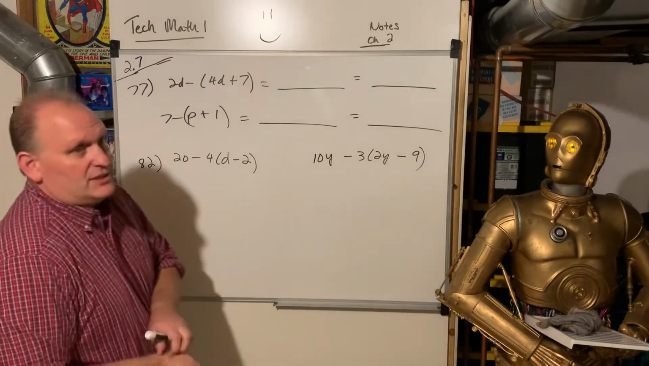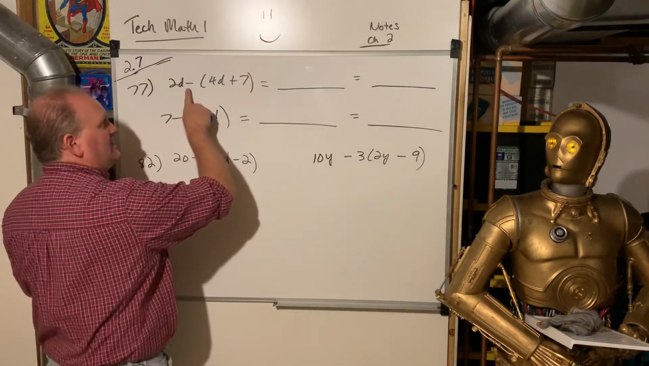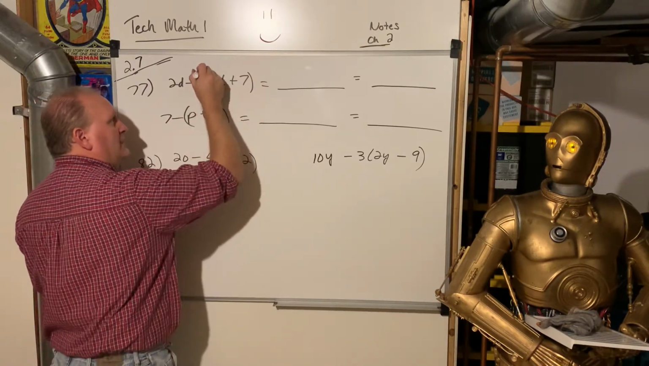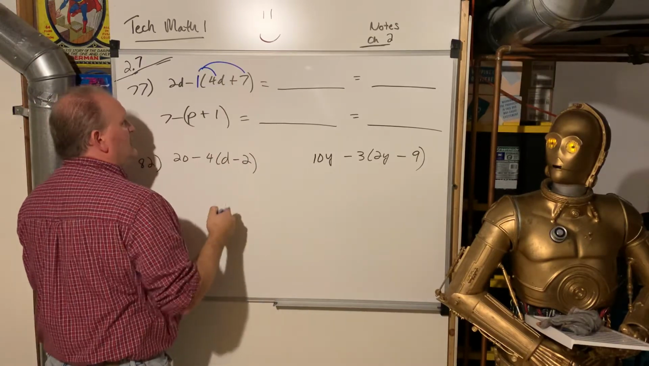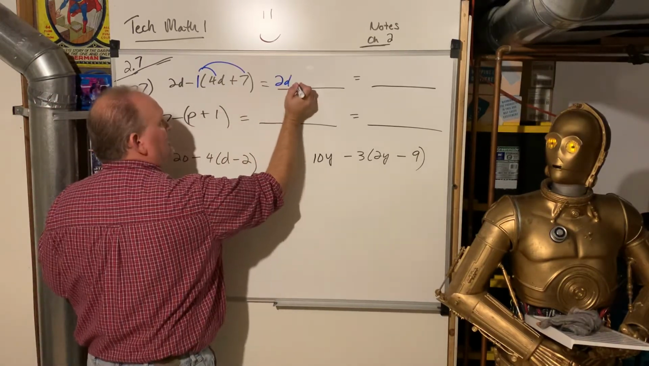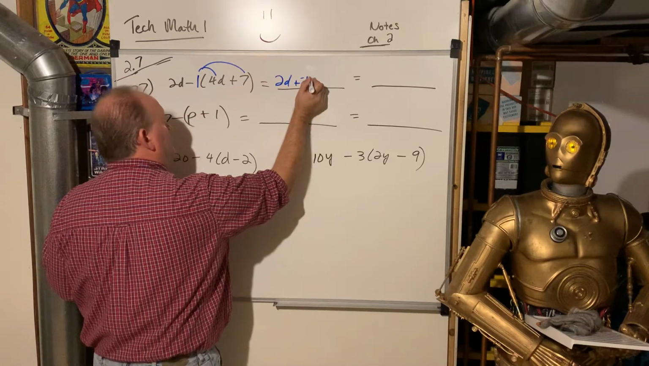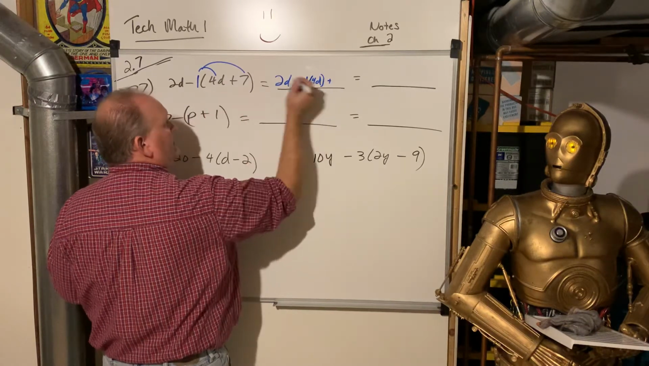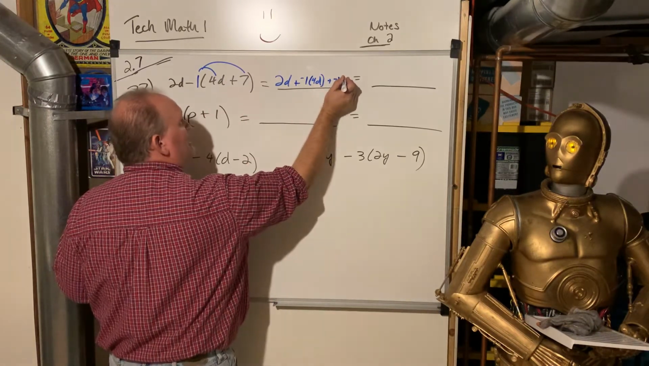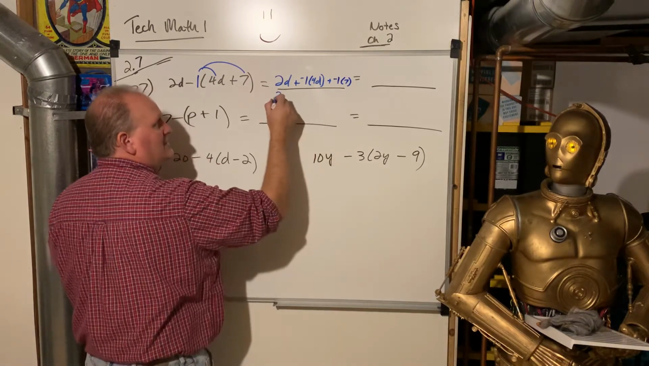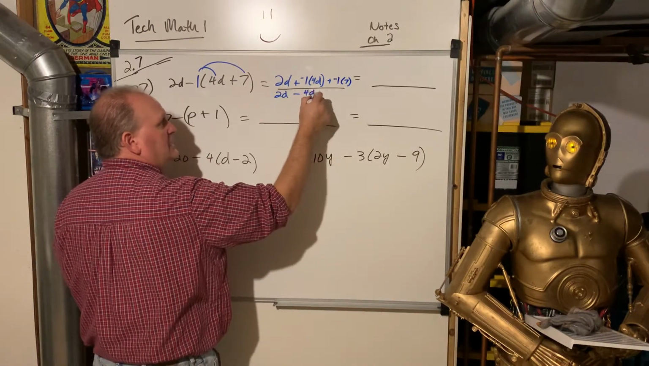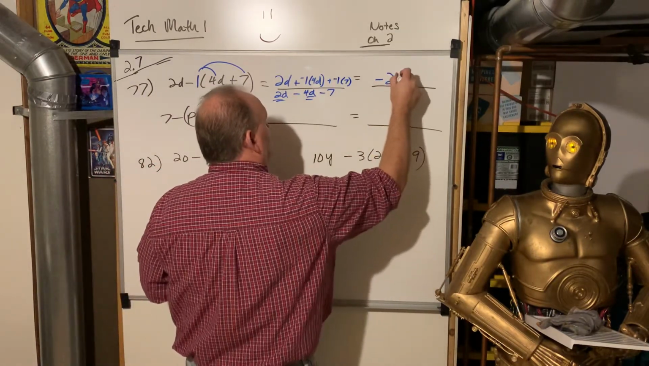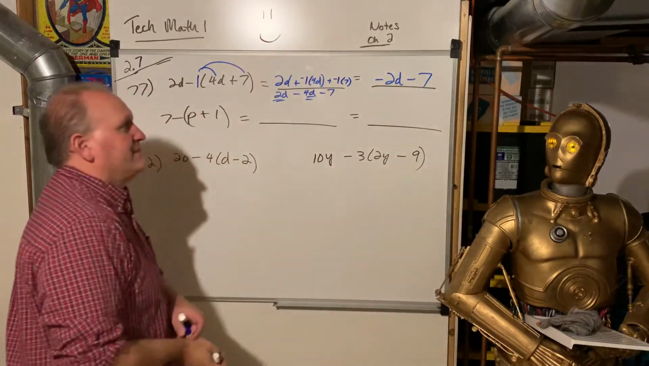So they basically want you to understand that when there is a negative sign in front of a parentheses, that's essentially like a -1 that you're distributing to both of those. So this is 2d plus -1 times 4d plus -1 times 7. And so if we work that, that's 2d minus 4d minus 7, and now you combine the d's together, -2d minus 7, all right?